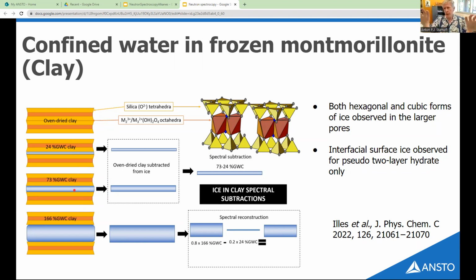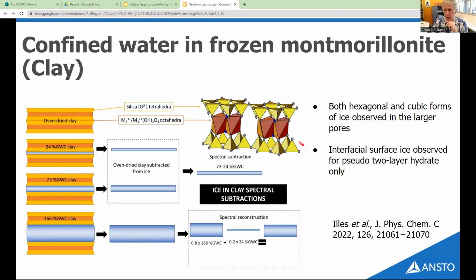We've taken those phases of water and compared them. We've done an identification study of the spectra. So we know what the spectra of clay looks like, and we can subtract it out. And then we can subtract out, say, 24% gravimetric weight of WC. I'm not sure what the C stands for now. I've forgotten, the clay. And see what it looks like, etc.